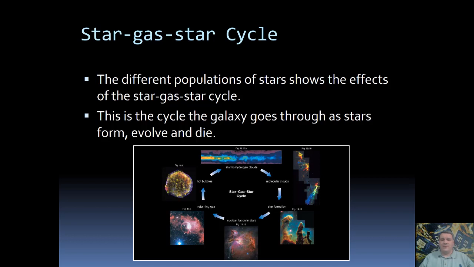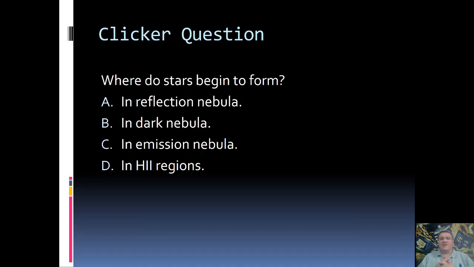into the interstellar medium. Here is our second lecture quiz question. Where do stars begin to form? A, in reflection nebula, B, in dark nebula, C, in emission nebula, or D, in H2 regions. Go ahead and think about it, and we'll discuss in just a bit.